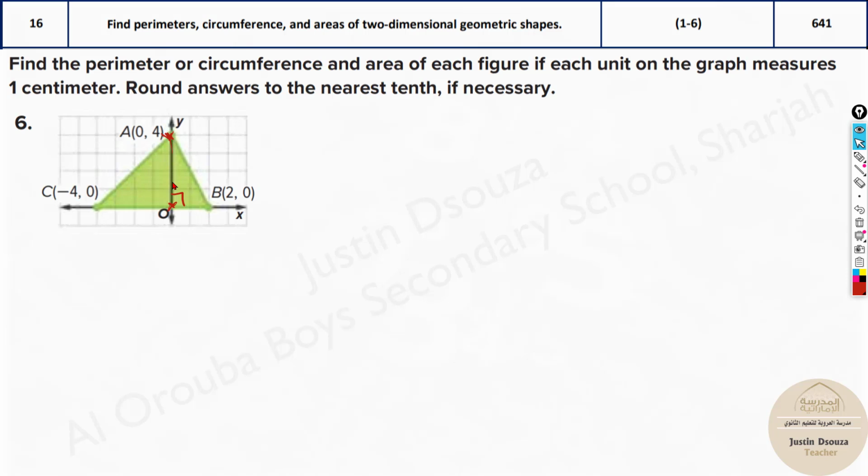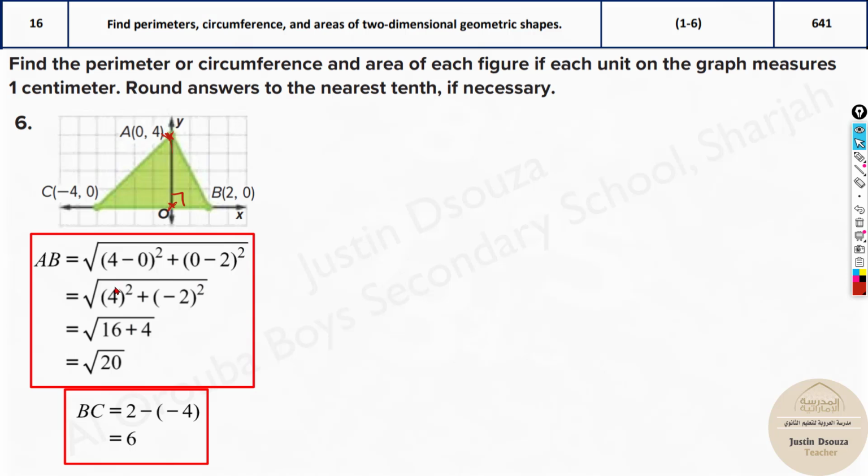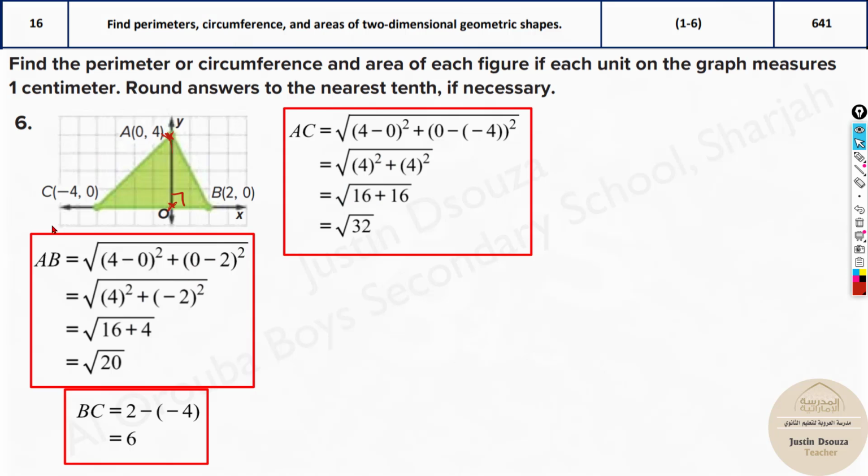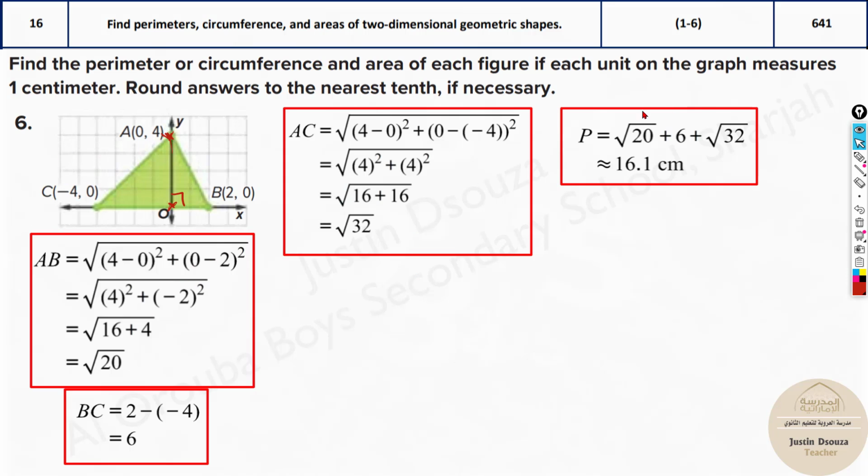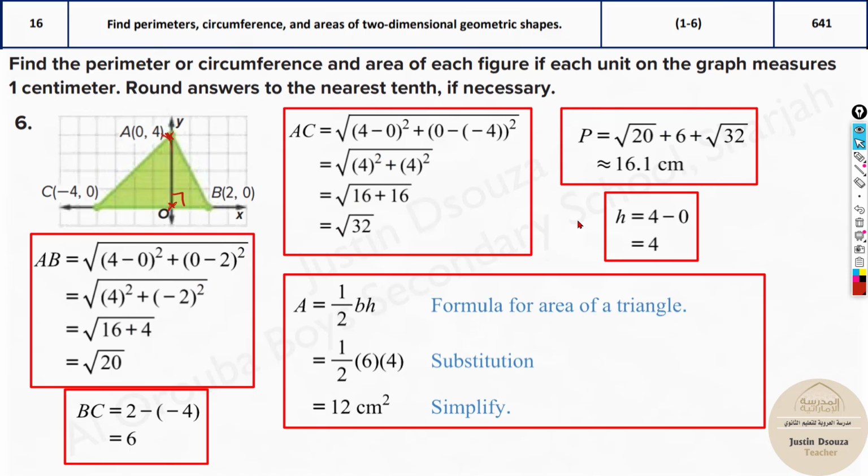That'll be 6. Basically you're taking only the positive value. And see here, first you can find the distance between these 2 sides. After finding the distance of all these sides, you can just add them up and make it as the perimeter. But the area is important. Area would be base into height.